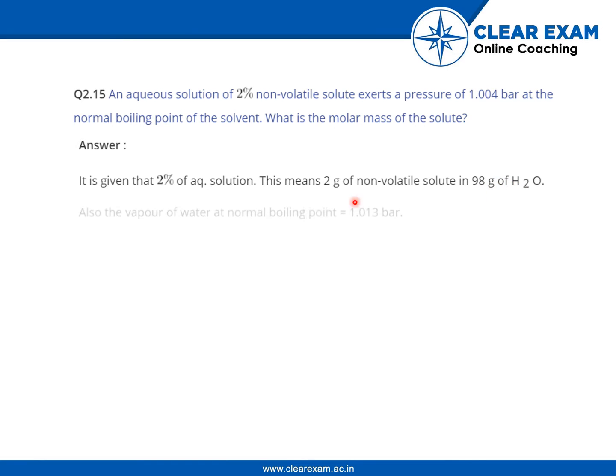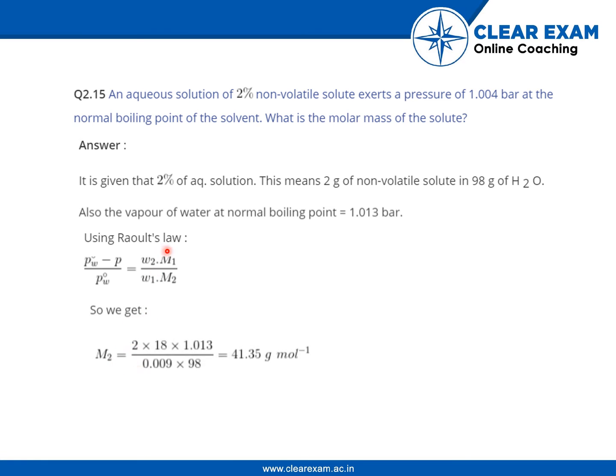Also, the vapor pressure of water at the normal boiling point is 1.013 bar. It is given data which we can easily get from the tables. Using Raoult's law, (Pw° minus P) divided by Pw° is equal to (W2 by W1) into (M1 by M2). So we get M2 using this formula. This formula is given by Raoult's law.